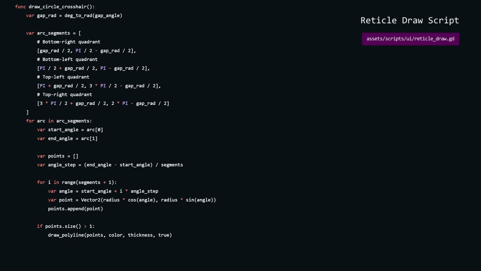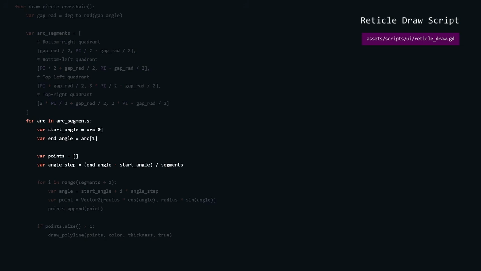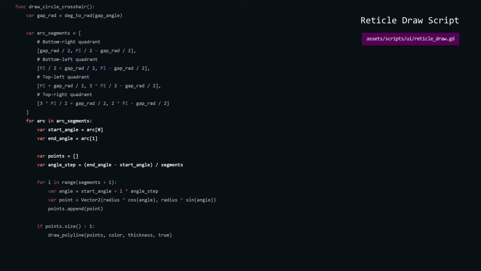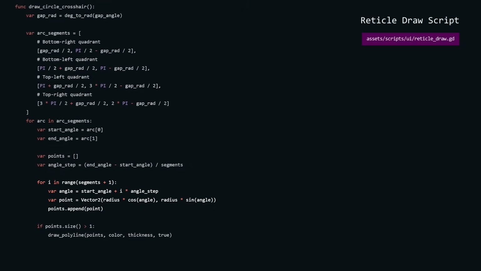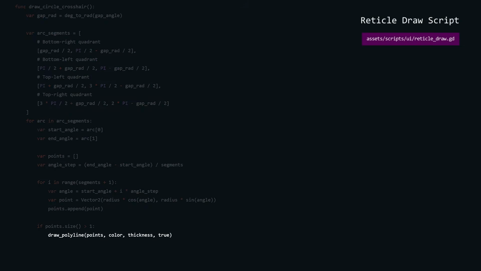For each line arc in our arc segments array, we find the start of the angle and then the end of the angle, finding points between the two depending on how many segments we want to have. A for loop creates a series of points based on that information that we then feed into the draw polyline function, setting our line color and thickness and whether it should be anti-aliased.